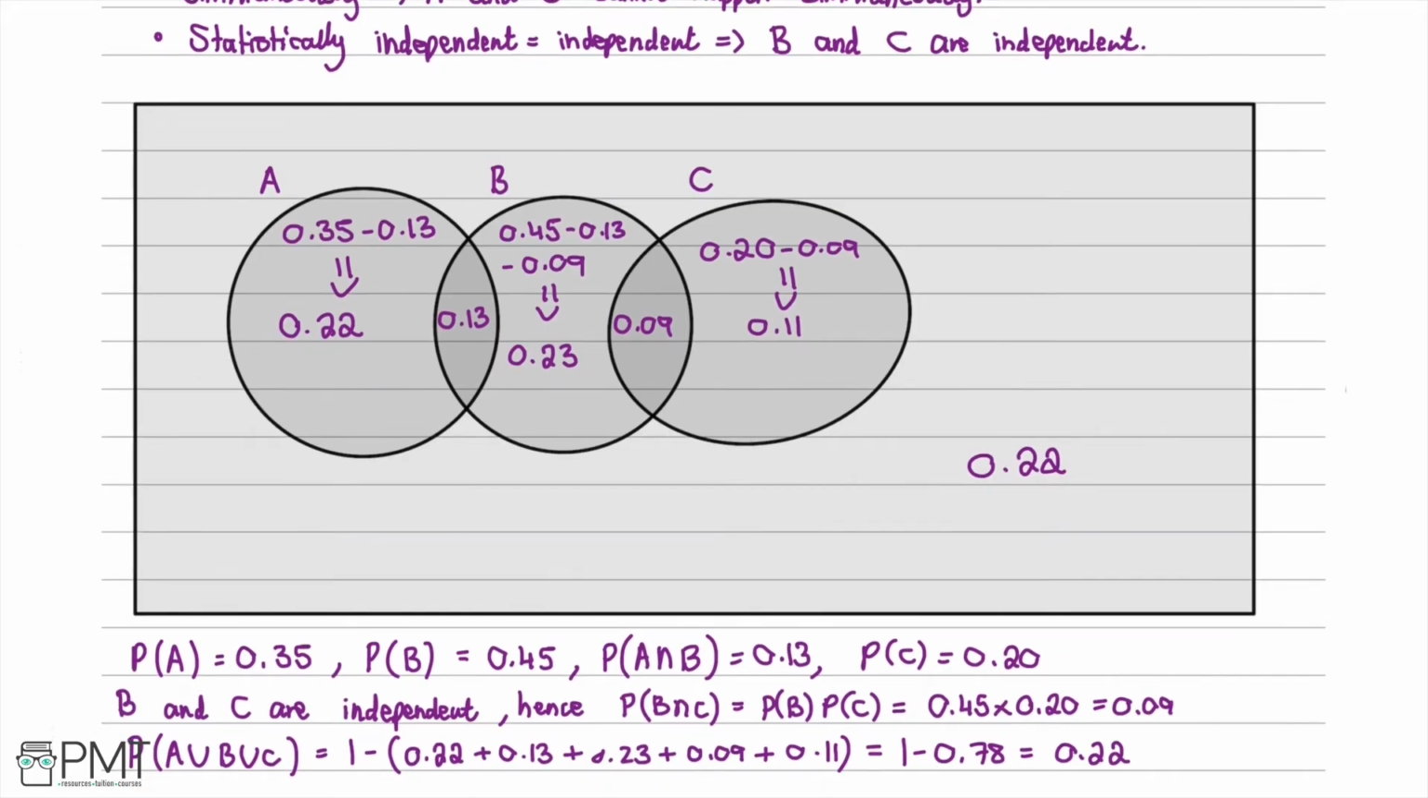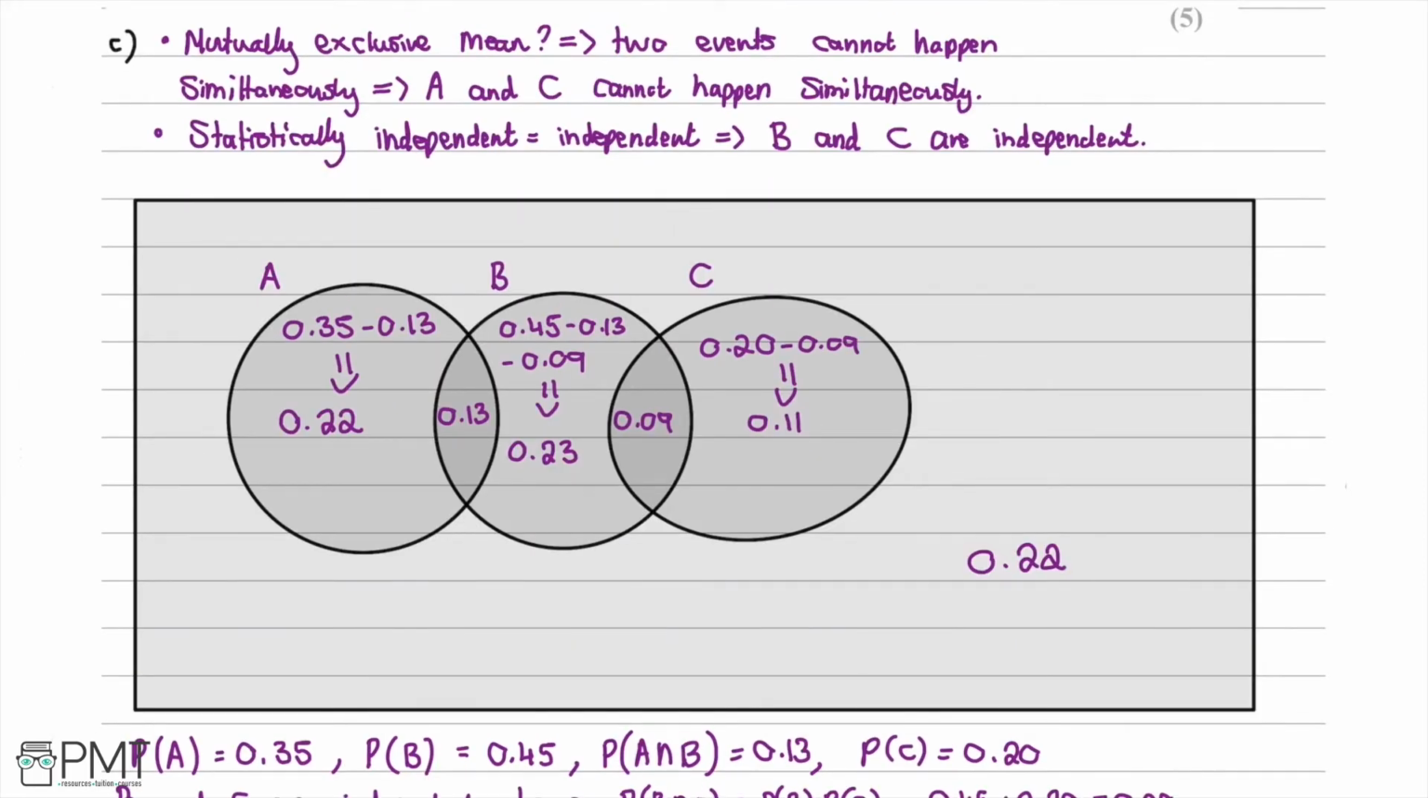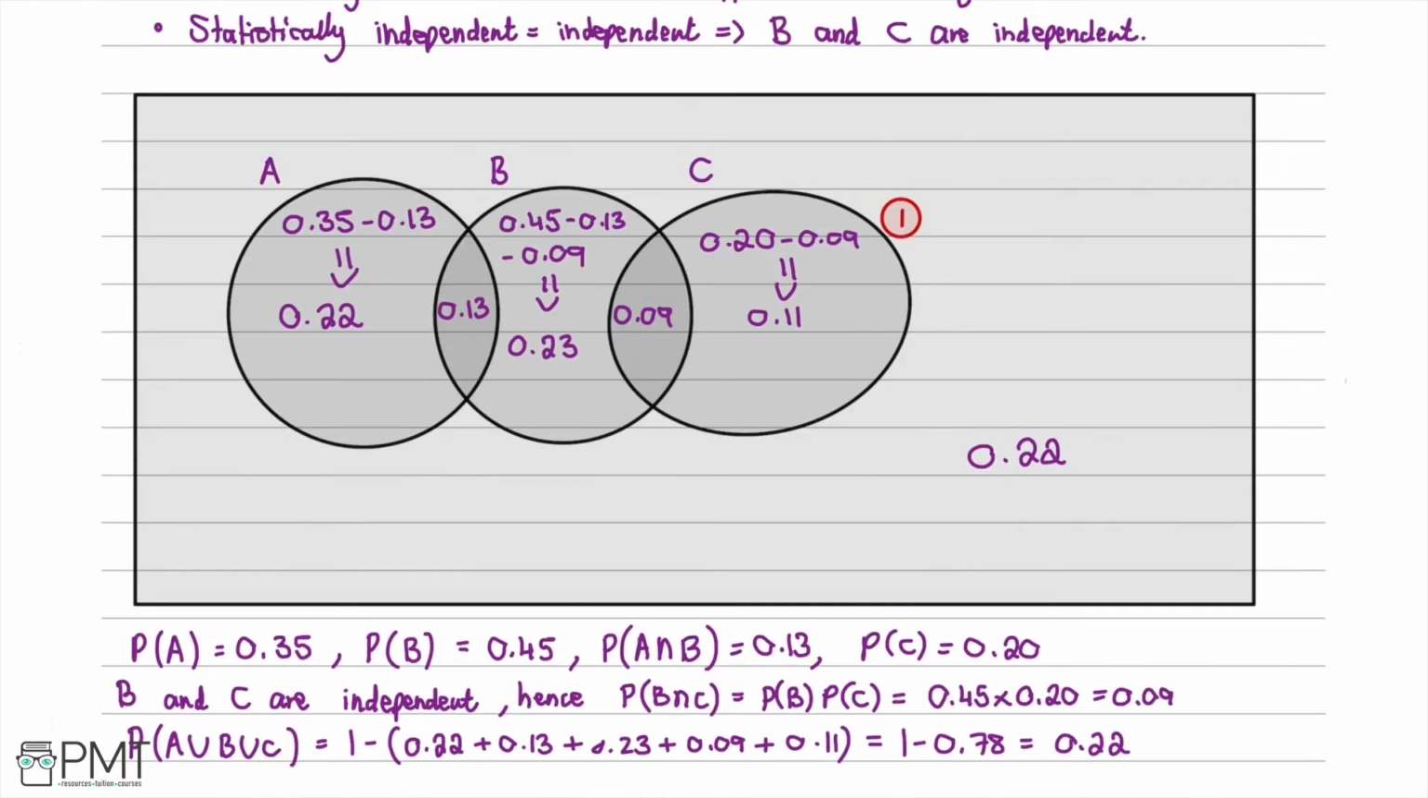So in this question there were 5 marks available. So we achieved our first mark for drawing out our circles. So we then receive our next mark for attempting to work out the probability of B intersects C, and then we receive our third mark for successfully getting 0.09.